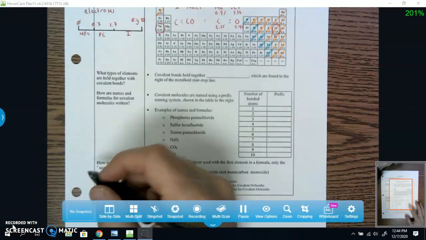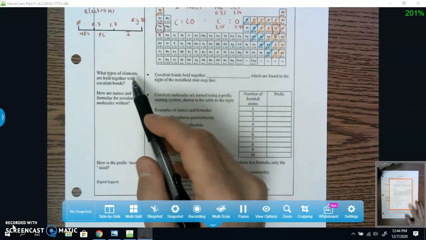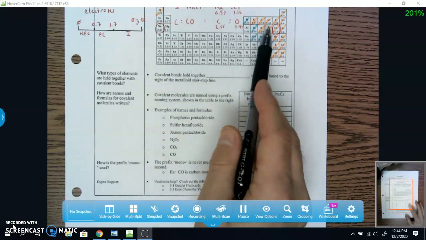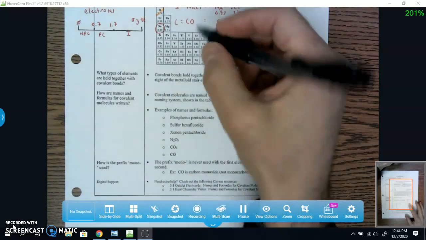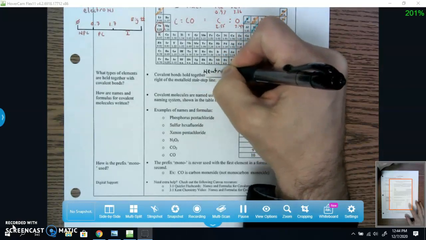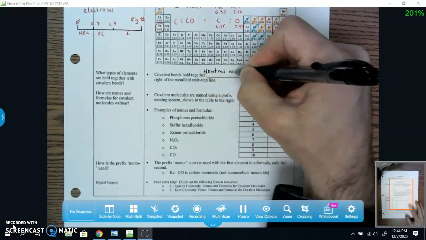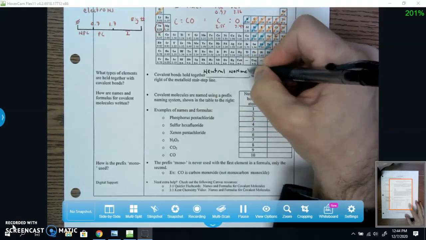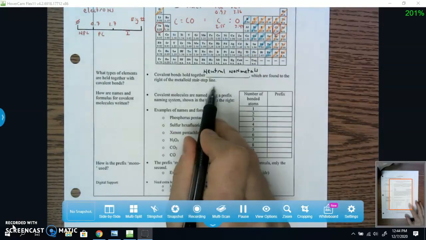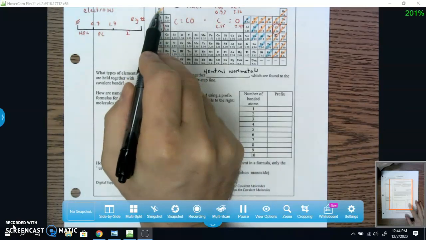Okay, you can see I moved the paper down. Next guiding question: what type of elements are held together with covalent bonds? Well, that was the purpose of us using the orange highlighter up here. Covalent bonds hold together, I'm going to be real specific here, neutral nonmetals, which are found to the right of the metalloid stair-step line, again, with the exception of hydrogen.